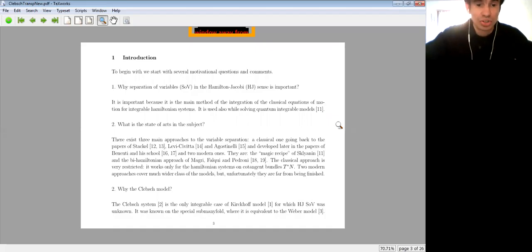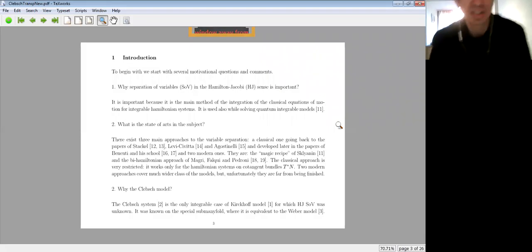The classical approach of, say, Benenti, etc., is somewhat restricted. They work only with Hamiltonian systems on the cotangent bundle, that is when the momenta and coordinates are globally defined. The two modern approaches cover a much wider class of integrable models, but unfortunately they are also far from being finished, since they have many problems to solve yet. I will explain later on.